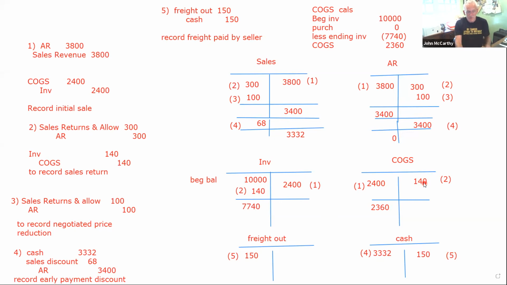Now, on number 3, the buyer recorded a price reduction for whatever reason. Maybe the goods weren't what they hoped to be, but they're not returning any goods here. They're just impacting the price. So in this case, we only have to reflect the receivables and the sales returns. So we debit sales returns and allowances for 100, and then reduce the receivables by 100 with a credit right there. Okay.